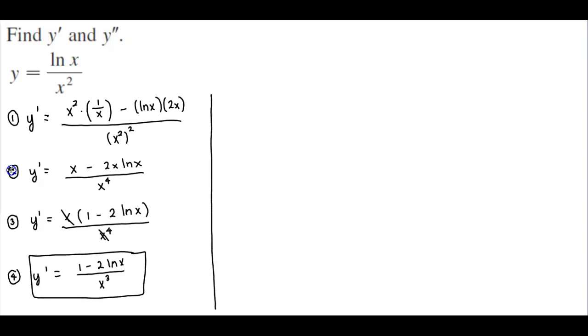So now we want to find the second derivative using the first derivative. So we have the first derivative, which is 1 minus 2 times the natural log of x over x cubed. So what we want to do in order to find the second derivative is we're going to use the quotient rule again. So we take the low, which is x cubed, and then multiply it by the derivative of the high. The derivative of the high, which is negative 2 natural log of x, is negative 2 over x.